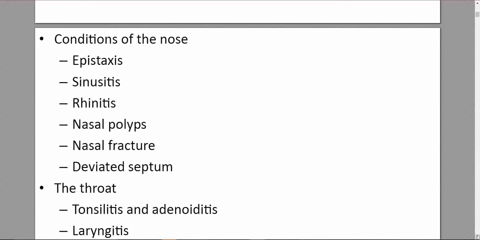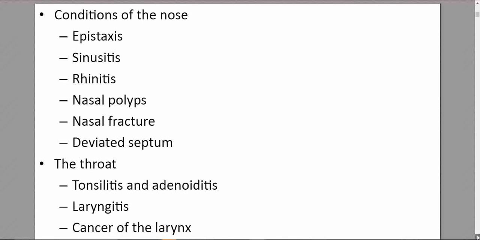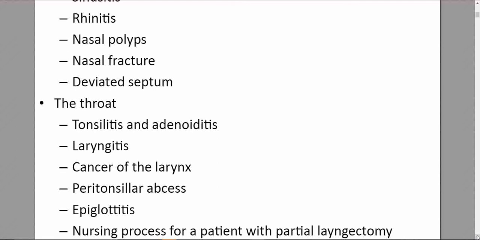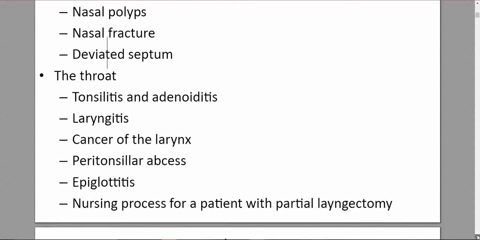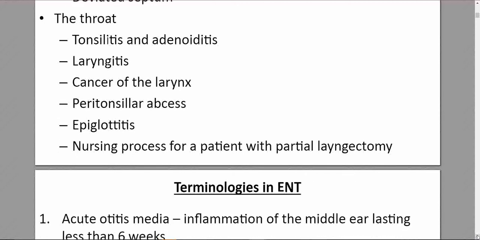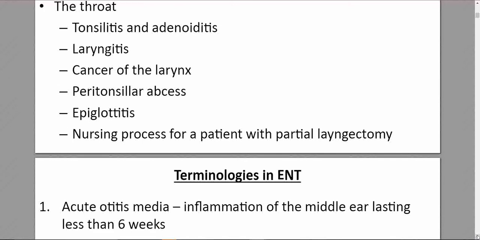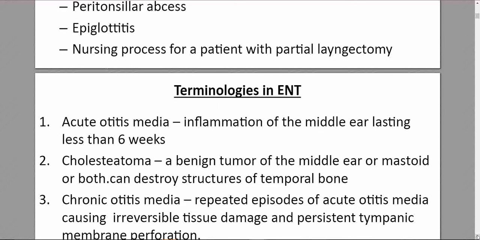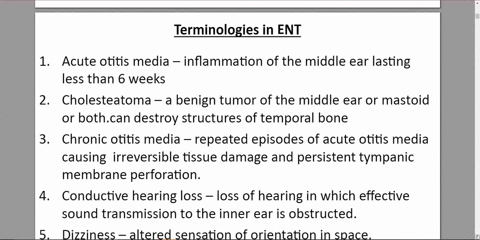Conditions of the nose consist of epistaxis, sinusitis, rhinitis, nasal polyps, nasal fractures, deviated septum. Then the throat, check on tonsillitis, adenitis, laryngitis, cancer of the larynx, the voice box, peritonsillar abscess, epiglottitis, nursing process of the partial laryngectomy. So that is that. So let's start with the terminologies. That was the key thing that we want to do today. First of all, ENT terminology first.